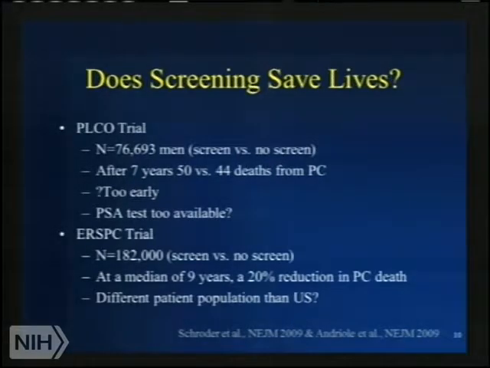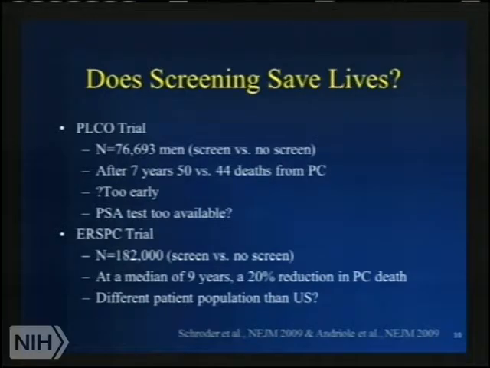Very few out of the 76,000 men had died from their prostate cancer. So perhaps it's too early, or perhaps there's not enough events to really get any conclusions. But it didn't seem, at least in this early look, and we're going to talk about what 7 years in prostate cancer means in a little bit, but at least in this early look, it didn't look like there was a big benefit to doing screening.